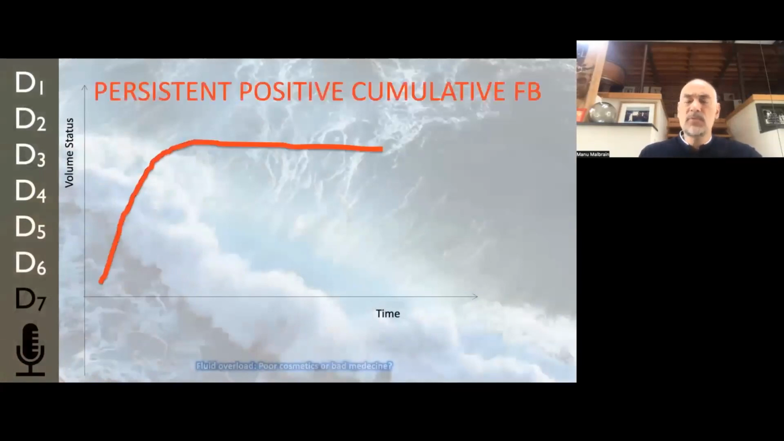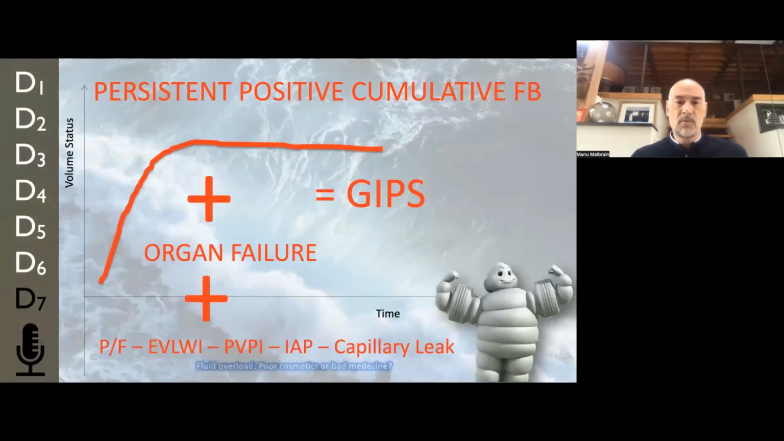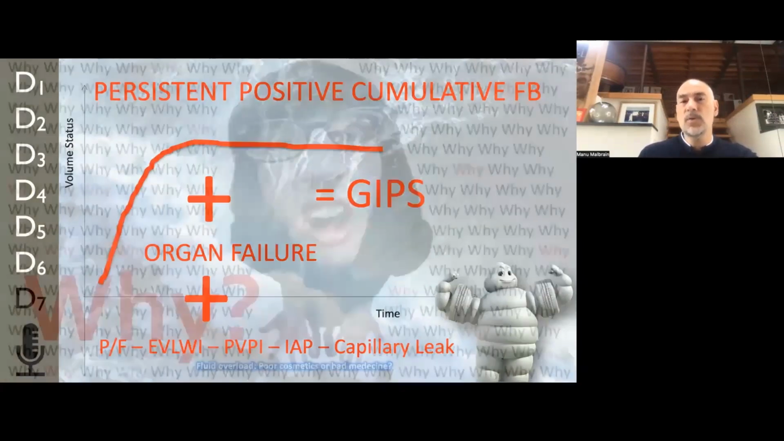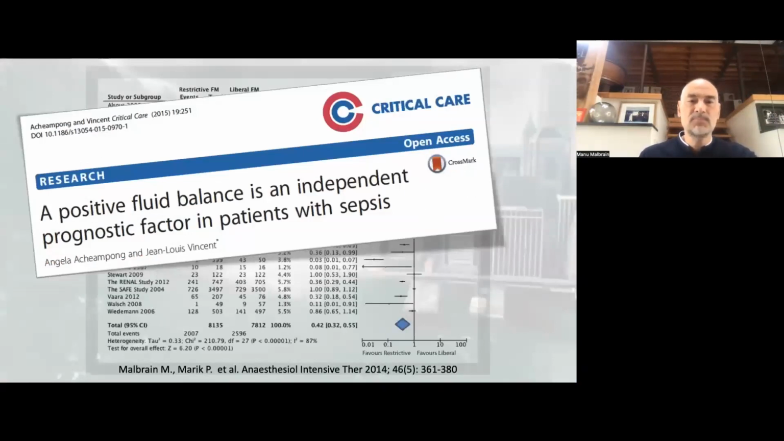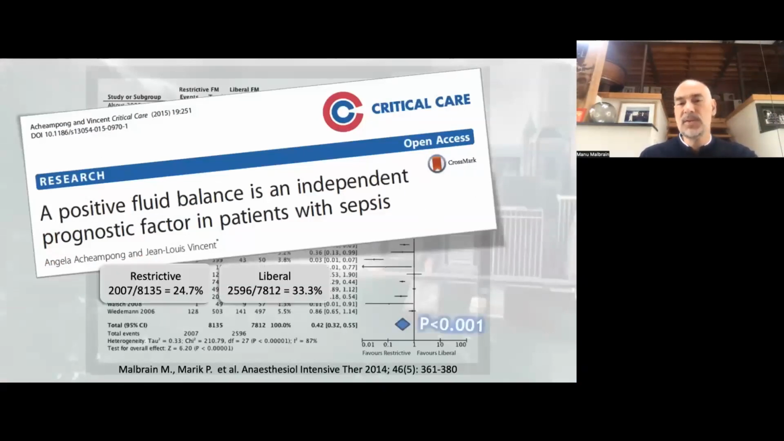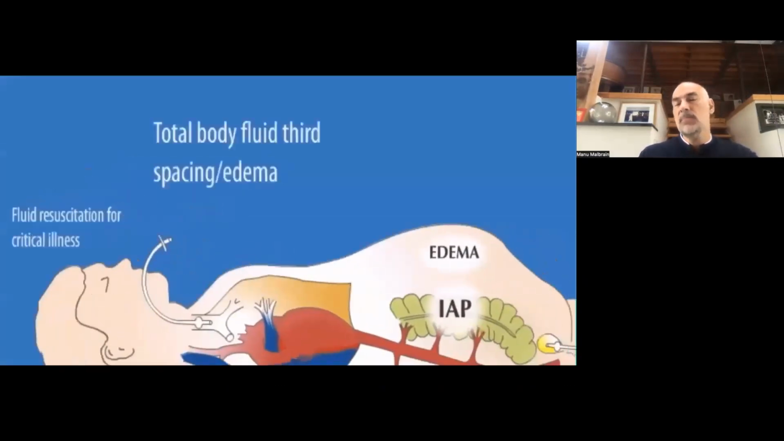So what is this global increased permeability syndrome? It's a persistent positive cumulative fluid balance plus organ failure plus ongoing capillary leak. And this can be evidenced by an increase in lung water or abdominal pressure. Why is this so? Because a positive fluid balance is an independent prognostic factor for patients with sepsis, and restrictive therapies seem to be better than liberal ones.